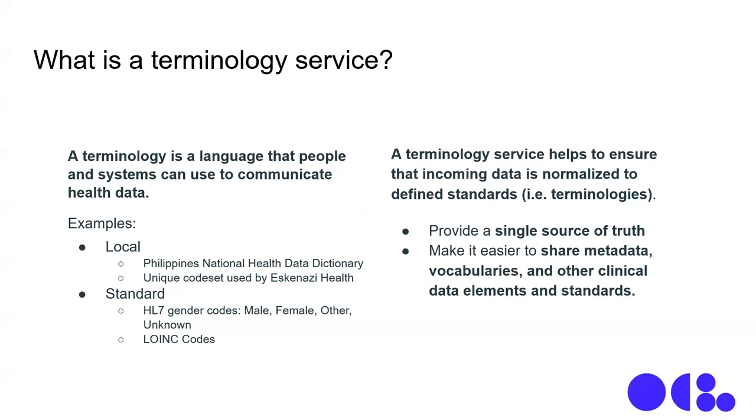So I got a couple of examples here where there's local terminologies. And so this could be a National Health Data Dictionary for a country, or it could be a unique code set in use by a hospital system. There are also standard terminologies. So if you have ever used FHIR, there are HL7 gender codes that are these four codes. There are also commonly LOINC codes, which are used for labs. So these are the individual terminologies that serve as the language for systems and people to communicate health data to each other.